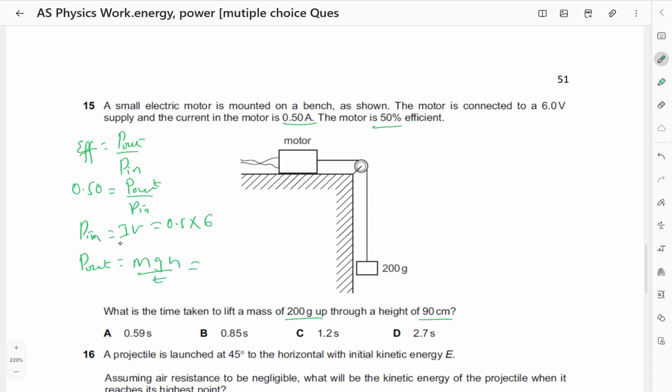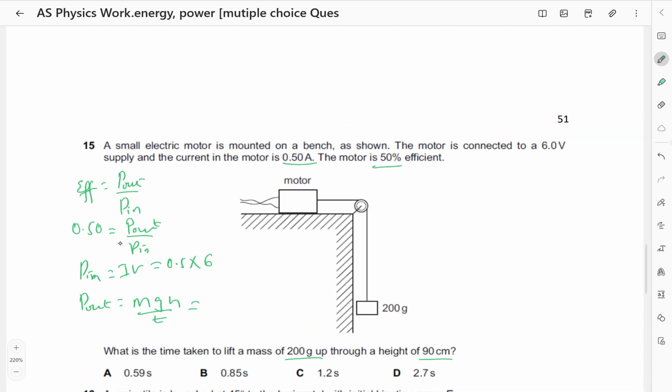So let me substitute this in the equation of efficiency. We have 0.50 is equal to the power output, which is m, 200 grams, which is 0.2, g is 9.81, the height is 90 centimeters, which is 0.9, divided by time t. This is divided by the power input, which is 0.5 times 6.